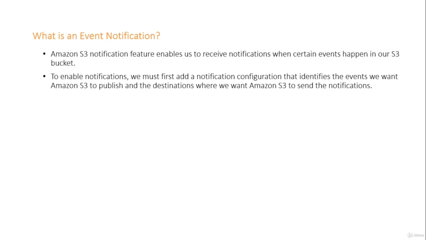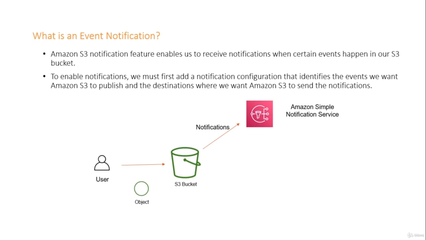So let's take a look at how these notifications work. In this example, we have a user and a bucket within S3. Now let's make an operation like put object into the bucket. And here, what S3 does when we configure S3 to trigger a notification, and that notification can go to three of the AWS services, like SNS, Amazon Simple Notification Service.